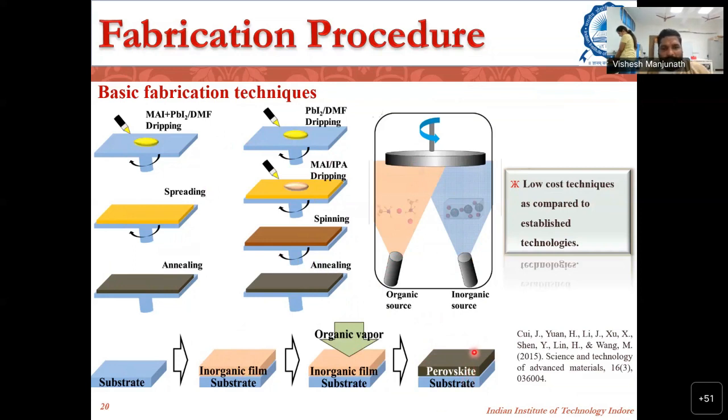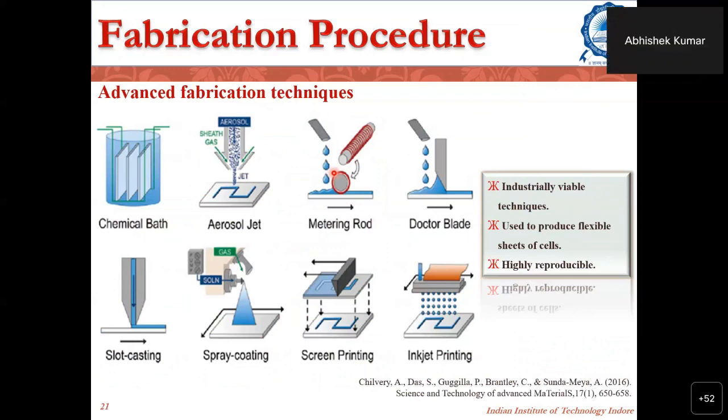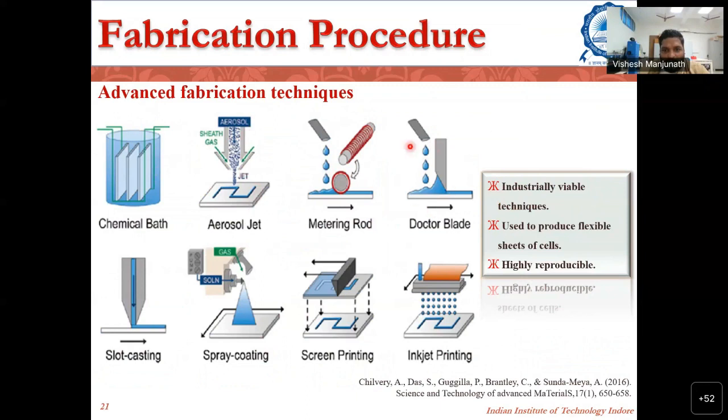Right now there is a huge number of techniques, and depending on the cost, the scalability and the reproducibility, people have adopted various techniques. Whatever technique works in one particular environment will not work in a different environment, because these are moisture and humidity sensitive. So every lab, every research group has their own techniques. It can also be fabricated with advanced techniques, like bath deposition, jets, metering rod coating, doctor blading, slot casting and spray coating.